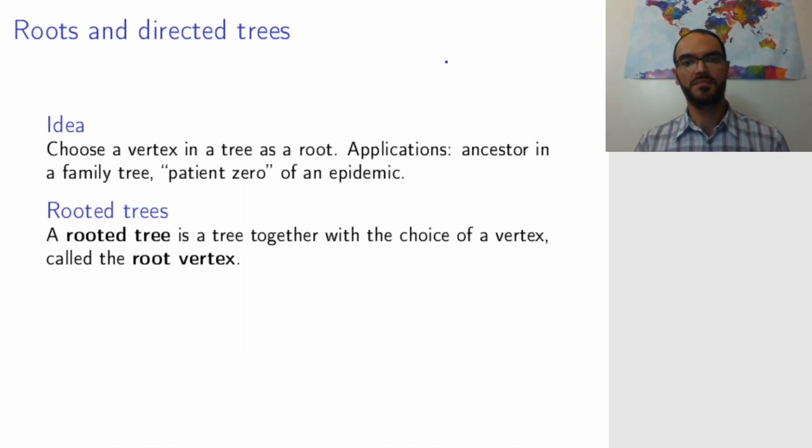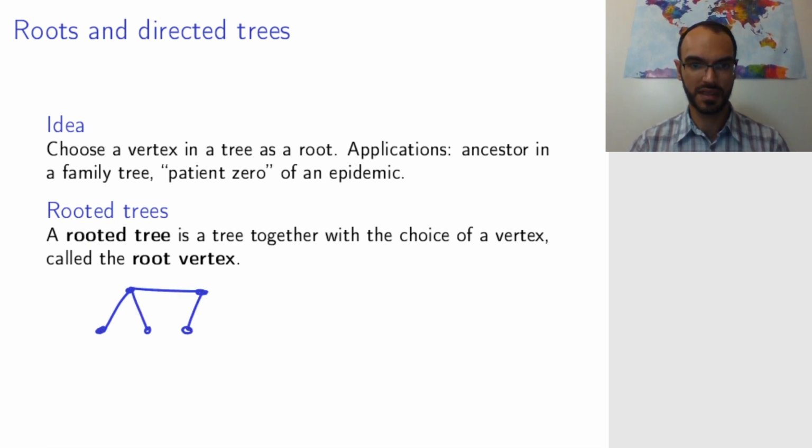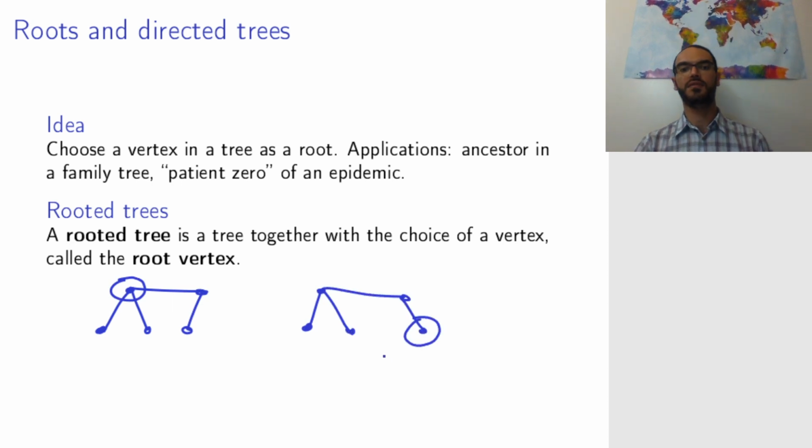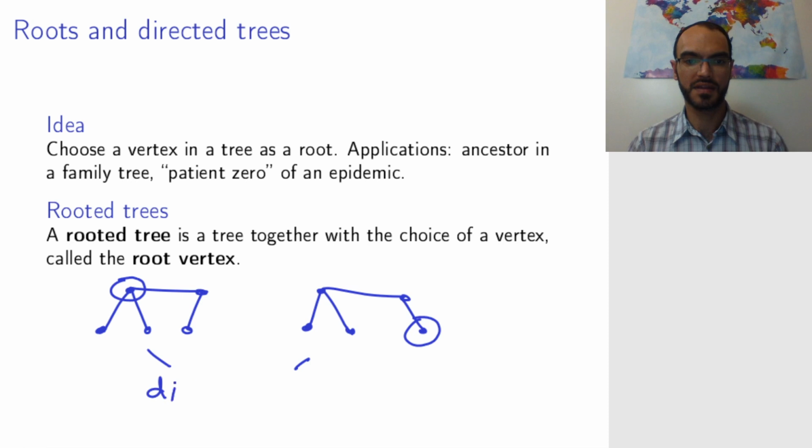Well, a rooted tree is a tree together with the choice of a vertex that is called the root vertex. So any choice of vertex gives me a rooted tree. So if I have my tree here, this is one rooted tree. I could have also chosen any other vertex, say this vertex as my root. So this is another rooted tree, and as a tree they're the same tree, but since I choose different roots, as rooted trees they are different. So these are different rooted trees.